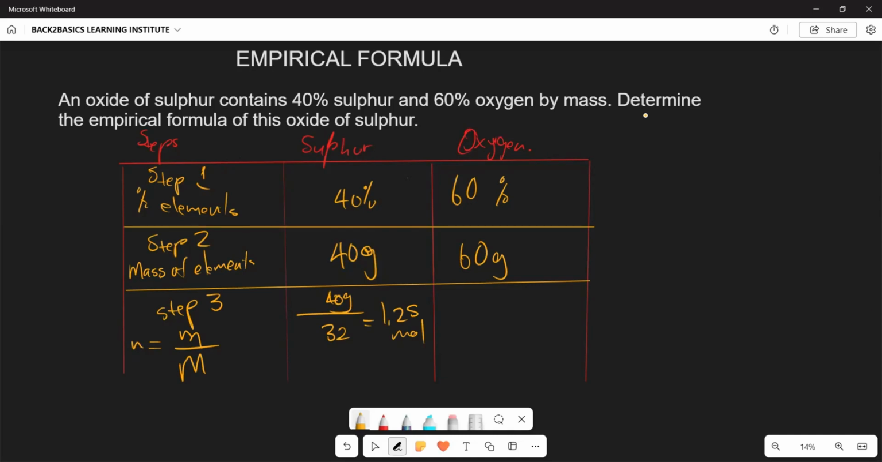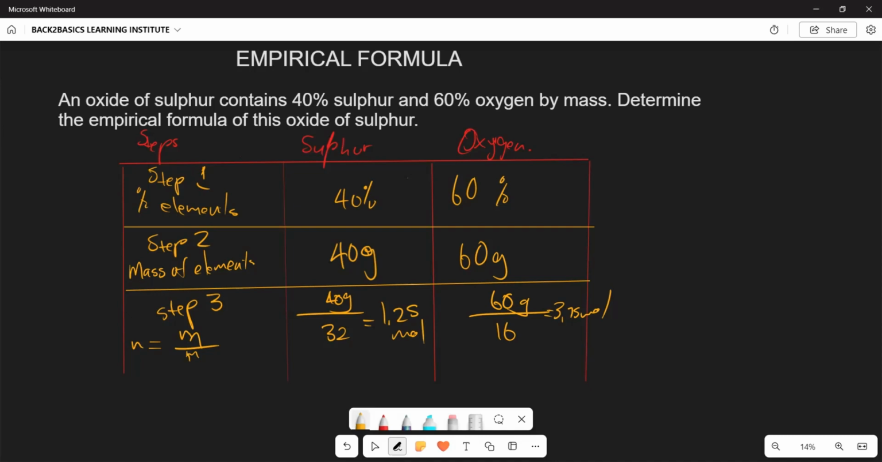And then what are you going to do? Similarly, on this side, you take 60 grams over the molar mass of oxygen, which is 16. The answer you get here is going to be 3.75 mole. This is going to be the moles that you have. Let's write this nicely here.